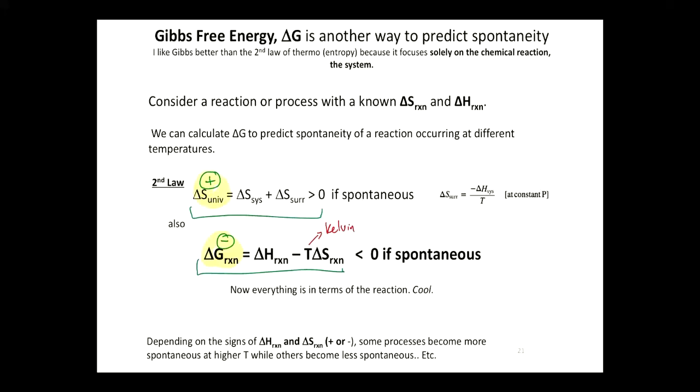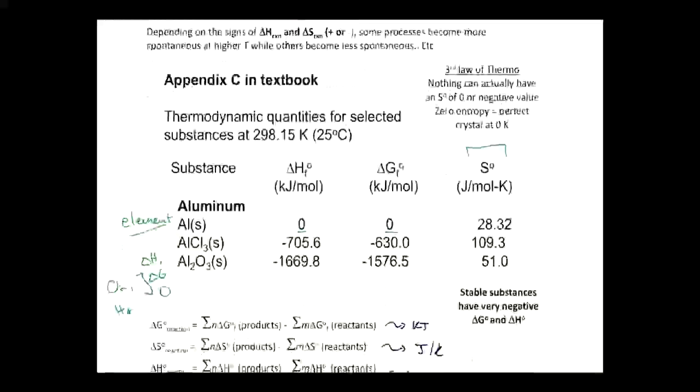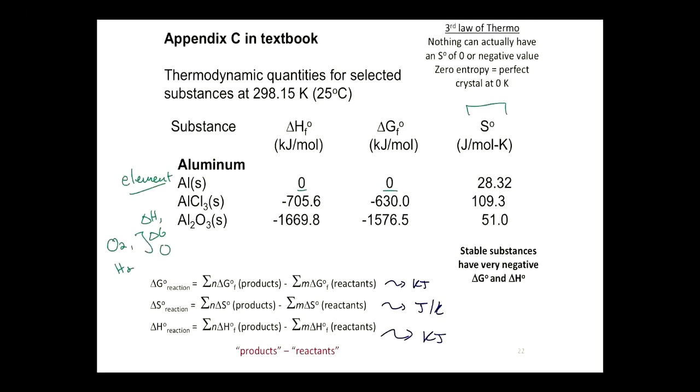It'll be either really small or really large, and that'll be important in a moment. And then finally, multiply that temperature by the entropy change of the reaction. Notice how everything's in terms of the reaction. Very nice. Oh, and then we can do products minus reactants for any of these things. Do note the units that come out of these. Enthalpy and Gibbs free energy are both in kilojoules, but entropy is in joules per Kelvin.